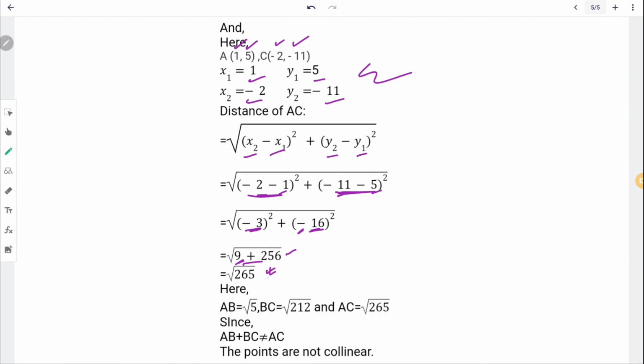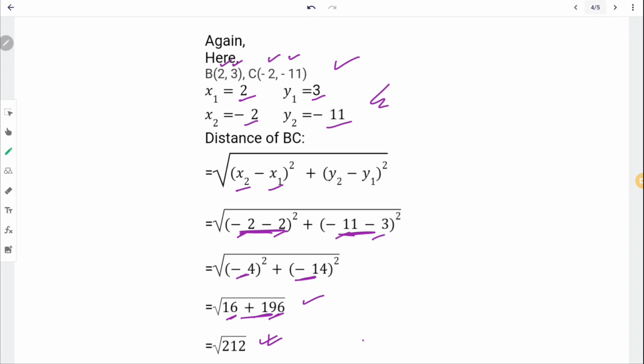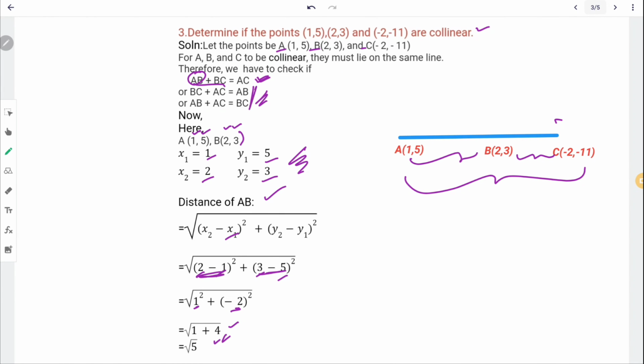So now if you look here, we got AB is root 5, BC is root 212, and AC is root 265. Can you see that AB plus BC is not equal to AC? It will never be. So we can say now, since they're not equal, the points are not collinear. And also remember, you can try for these two again: BC plus AC equals AB, check. And even AB plus AC, is it equal to BC or not? All right, you can check.